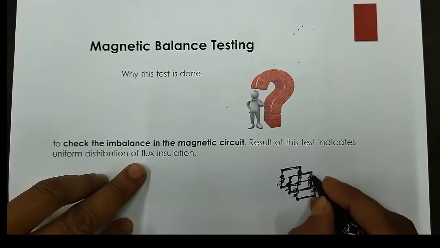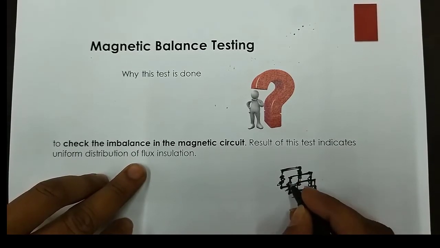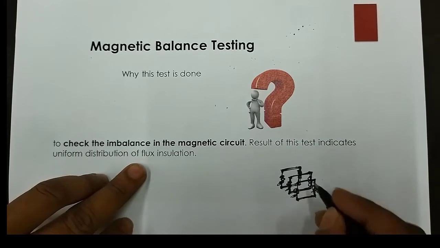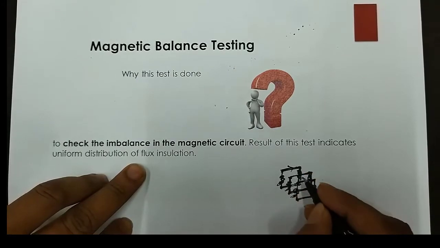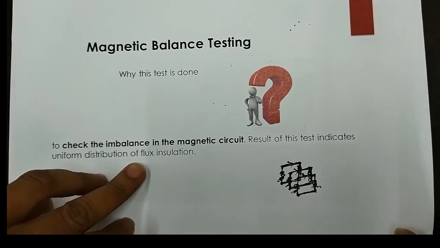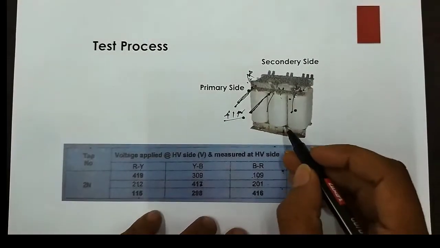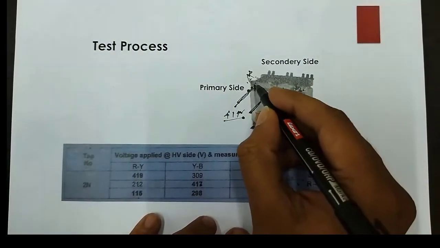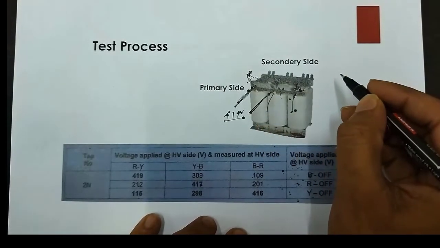This is the 3 core, and this is the primary winding for 1 phase. This is the secondary, and this is the third. These are secondary terminals. And this test is done to see if the flux distribution in all these 3 cores is uniform or not. And how will you do that? Let's go to the next slide. This is the test process. Suppose this is the transformer, this is the primary side R, Y and B, and this is the secondary side.